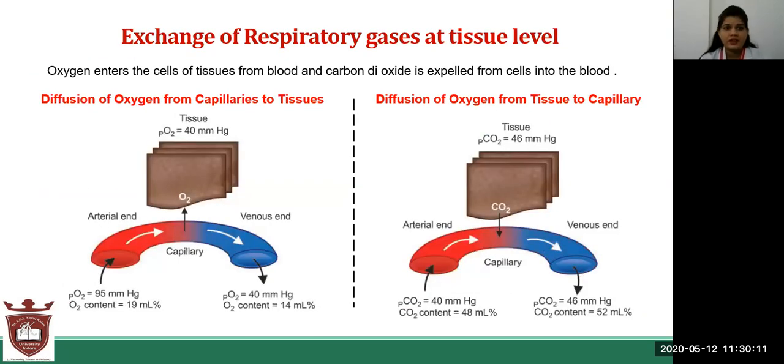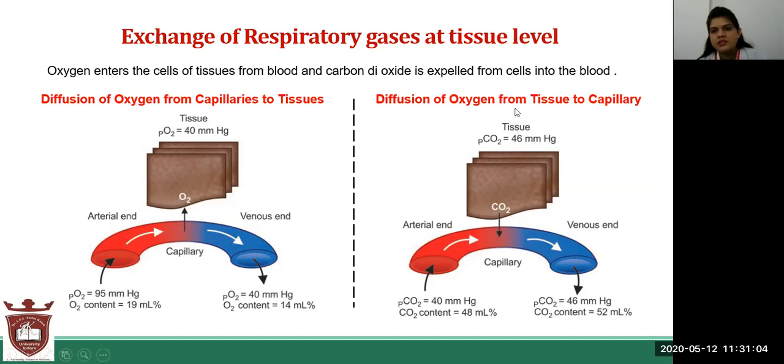Exchange of respiratory gases at tissue level. Oxygen enters the cells of tissues from blood, and carbon dioxide is expelled from the cells into the blood. Here we'll see diffusion of oxygen from capillary to the tissues. So the partial pressure of oxygen in the tissue is 40 mmHg, whereas the partial pressure of oxygen at the arterial end is 95 mmHg. The oxygen content here at the arterial end is 19 ml%, and the oxygen content at the venous end is 14 ml%. So the oxygen which is diffused from capillary to tissue is approximately 5 ml per 100 ml of the blood.